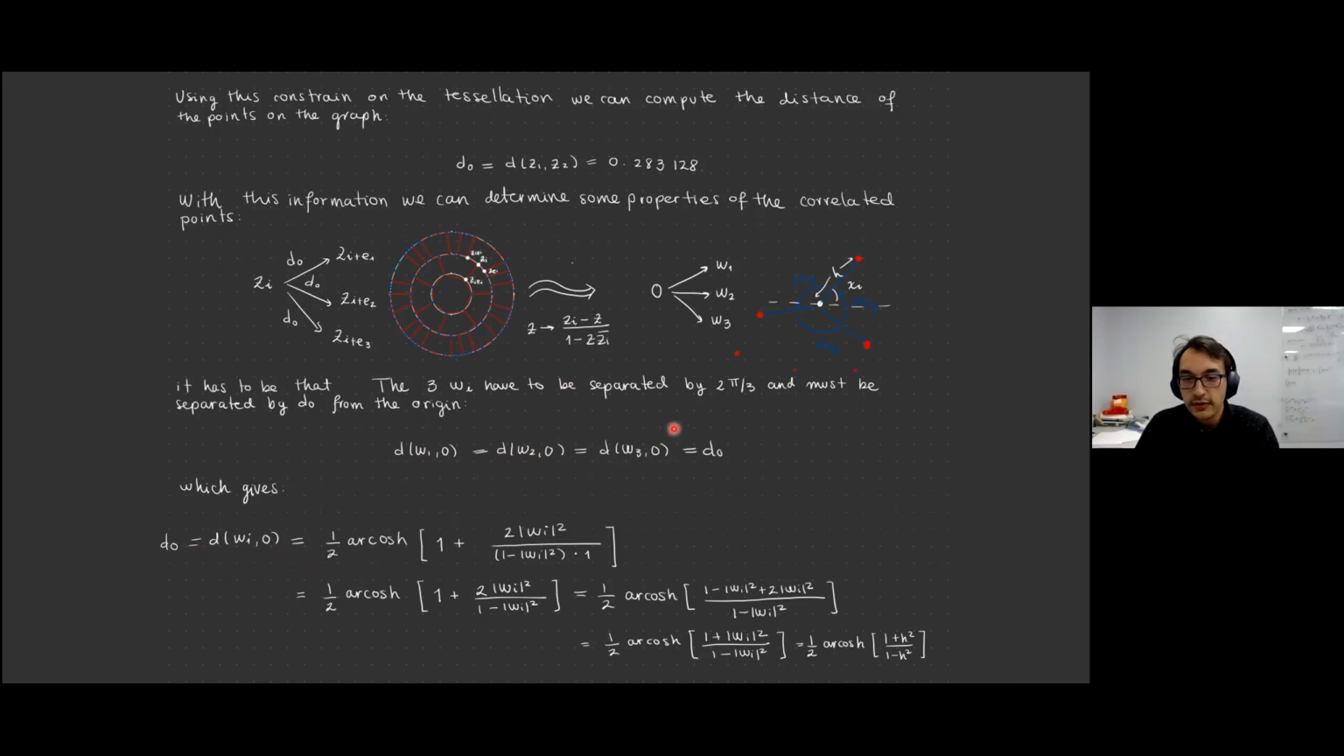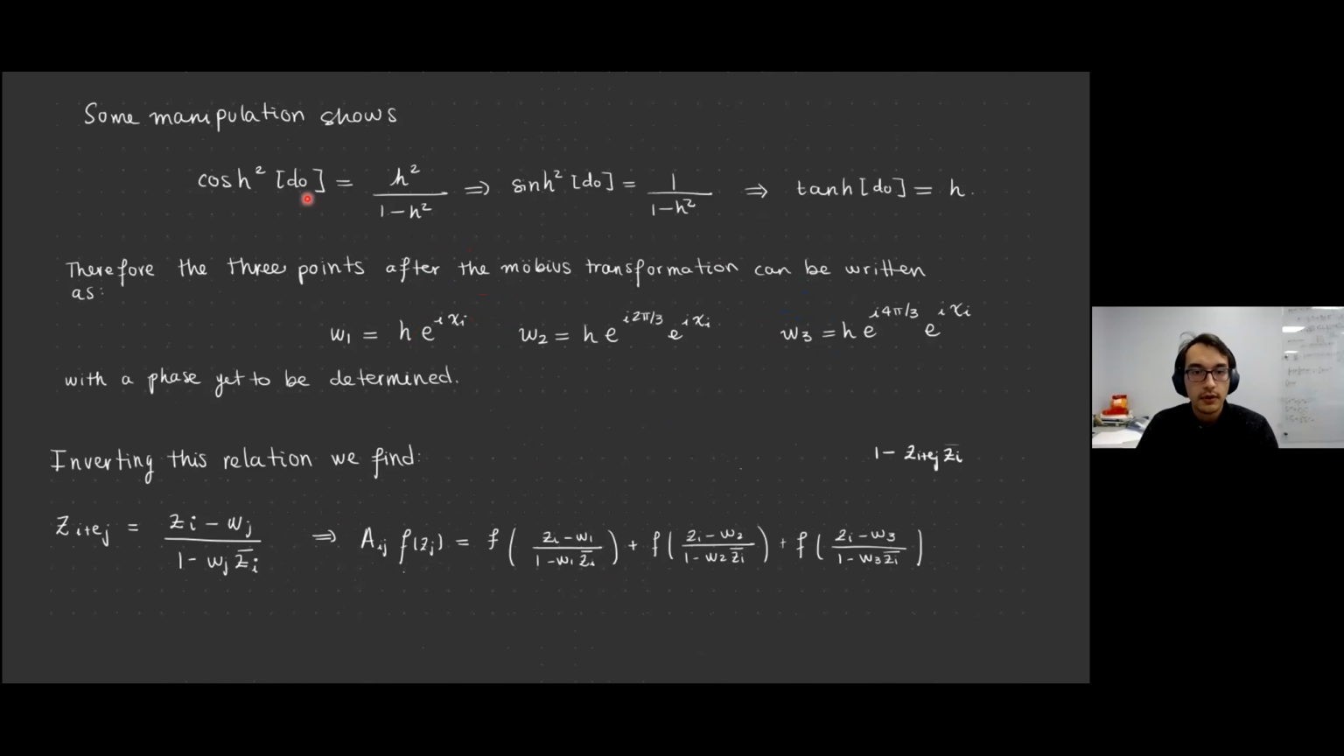the expression that you have for each one of these points into the formula for the distance between 2 points in hyperbolic space, what you end up showing is that the distance from the origin of those transformed points is equal to the hyperbolic tangent of the distance between 2 points in the original graph. So the 3 points after the Mobius transformation are expressed in this fashion, where h is equal to the hyperbolic tangent of d0.